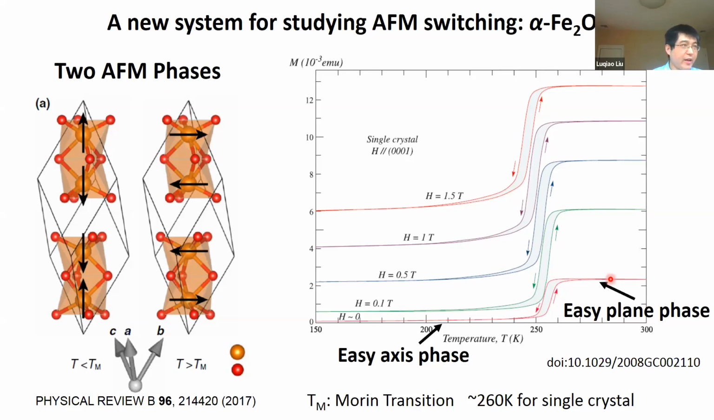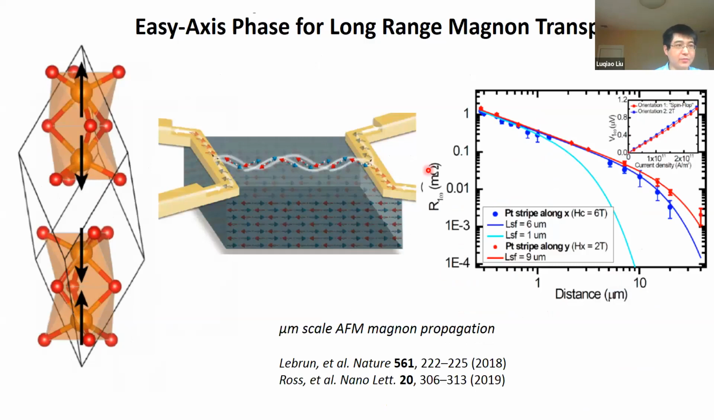So this is an old system, but recently there is renewed interest in this material. A well-known example comes from Professor Kawai's group, which shows that you can realize long-range magnon transport using an easy axis phase of alpha iron oxide. It was quite a surprising result because you can realize micrometer-size spin propagation using antiferromagnetic magnons, and nobody would expect an antiferromagnet can transport spins.